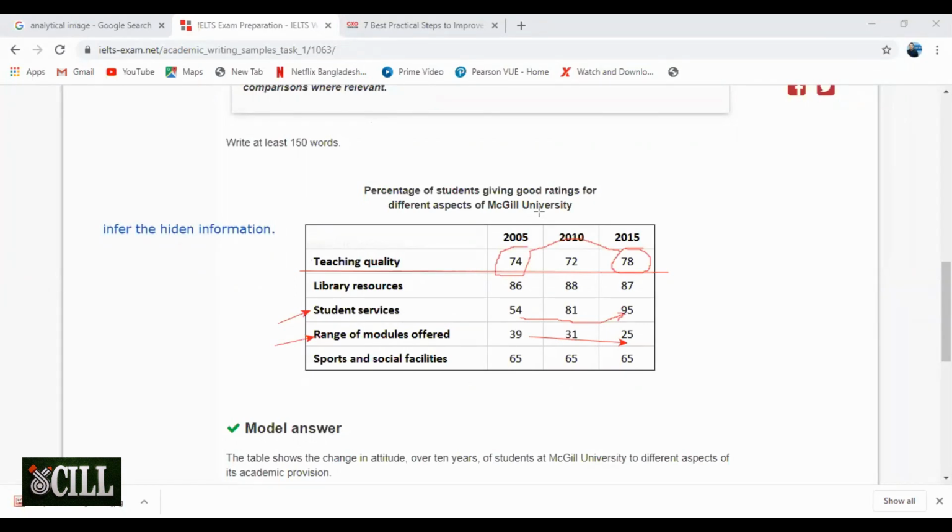Sports and social facilities remain the same. Exactly. I don't want to say it because you told me not to mention each and every data point that is given there. So what you can do is use one short line, because it's the same thing. You just say, interestingly, the feedback for sports and social facilities remained the same throughout the three years at 65. That is covered in one line.